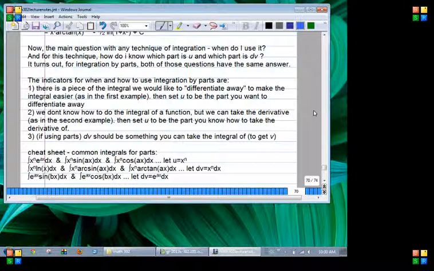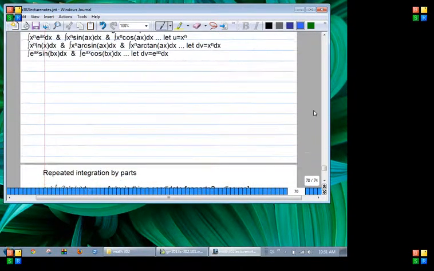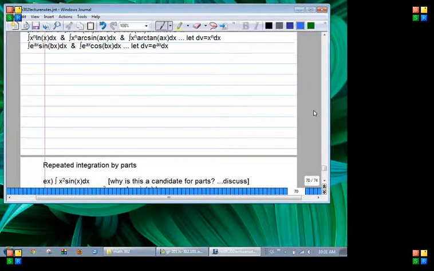Next, there are one or two slightly trickier things that we can do using integration by parts. First one, repeated integration by parts. Suppose you have the integral of x squared sine x dx.